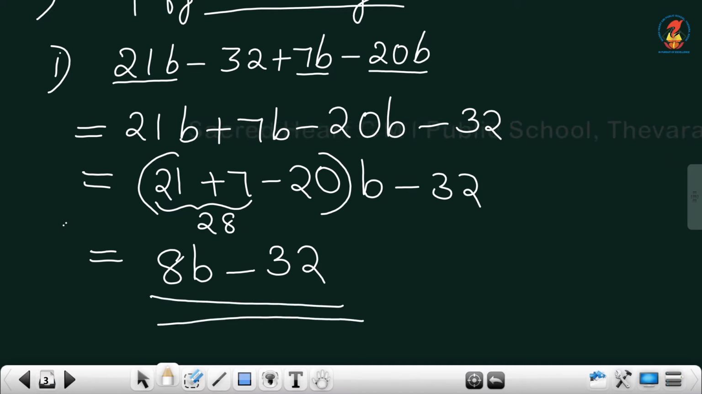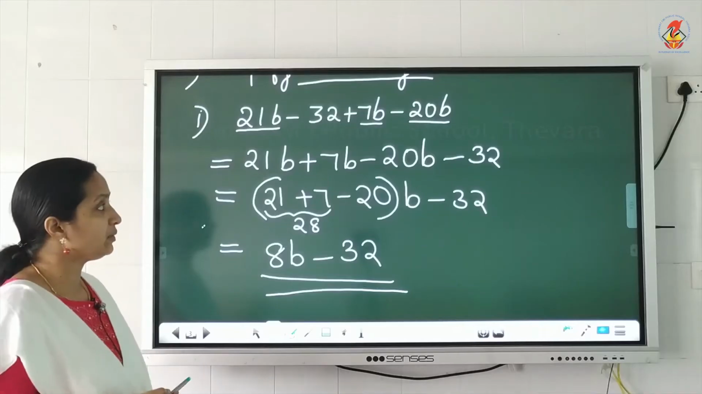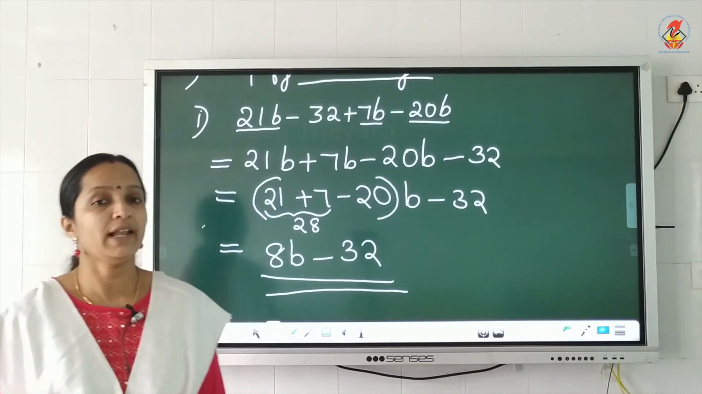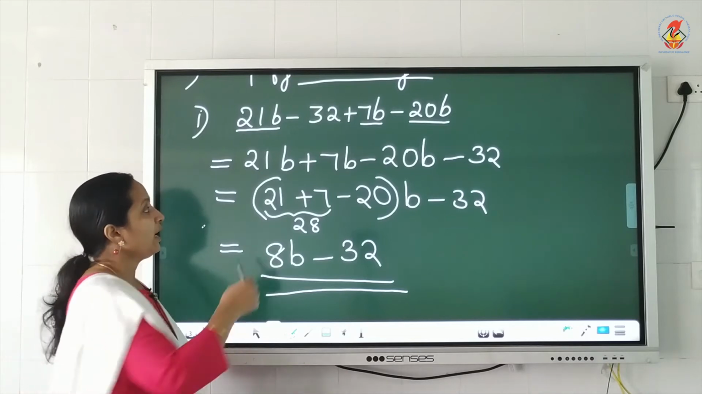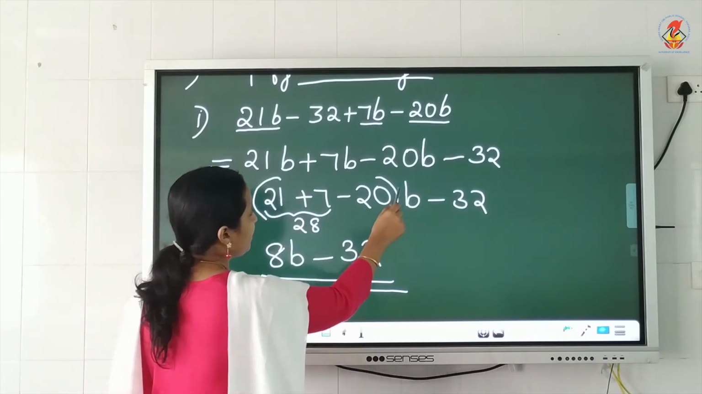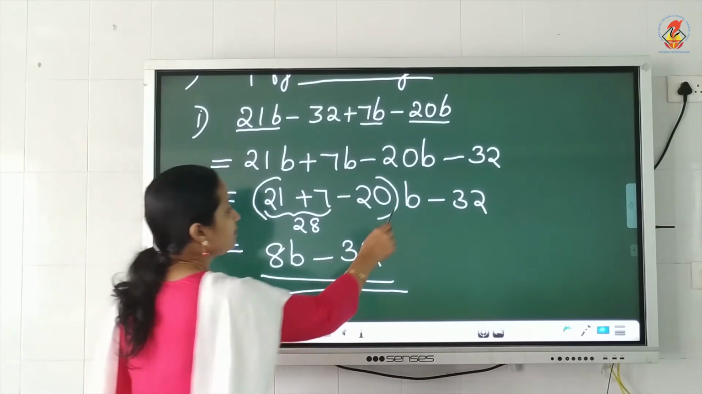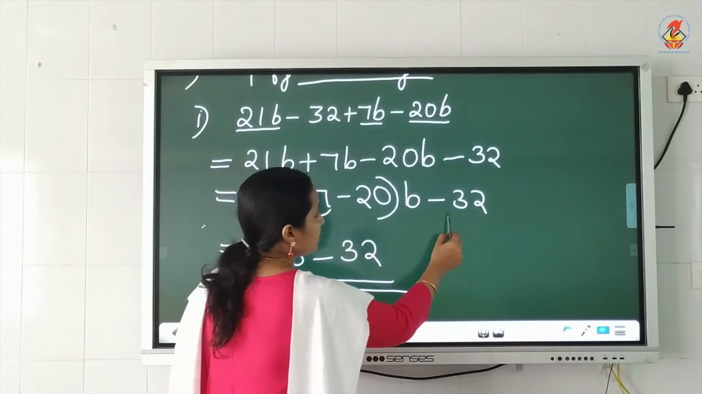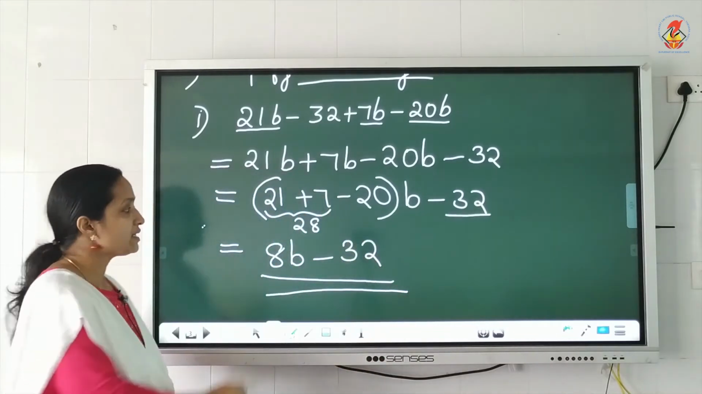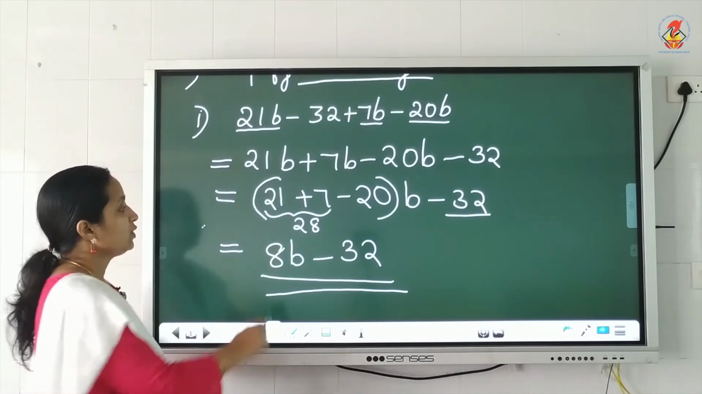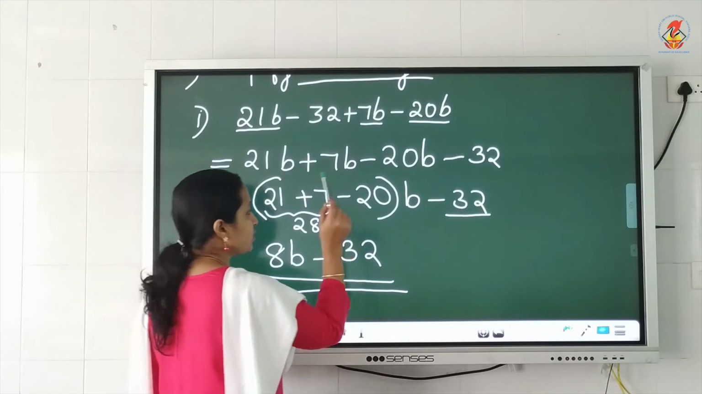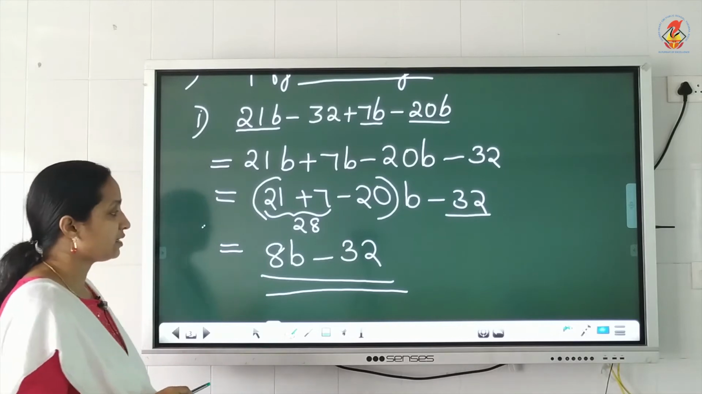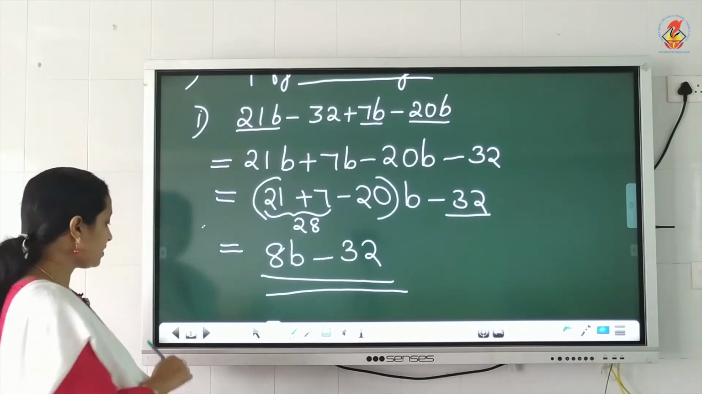8b minus 32. So how did you find this answer? If a question comes like this, first group the like terms and solve them, and write the numerical coefficients like this way because b is a common variable. So we can write b outside, and if a single unlike term comes, just write it as it is, and solve the numerical coefficients. 21 plus 7 is 28, 28 minus 20 is 8. The variable is b. So the answer is 8b minus 32.